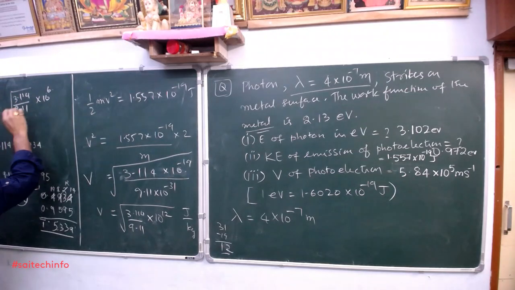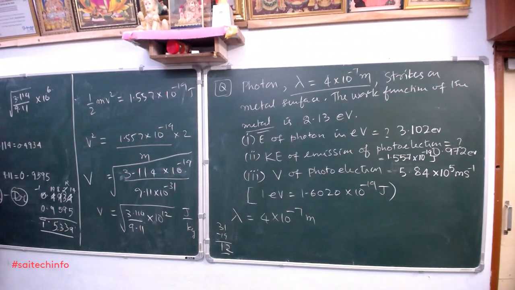Let me explain to you. Take the log of 3.114. So he has taken log of 3.114 as 4934.